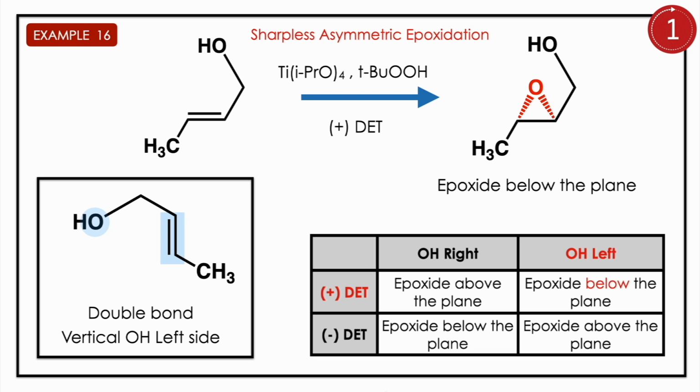To identify the product, you should find the position of the OH. To find the position of OH, you should bring the double bond vertical, OH above. Then you can clearly see OH is on the left side. OH left side plus DET you are using, meaning below the plane epoxide. So you should draw the oxygen below the plane. The concept you have to learn here is the position of OH may be twisted. Always focus on fundamentals. Redraw the molecule to the alkene vertical, OH on above.